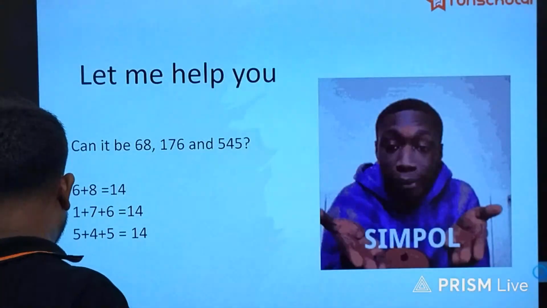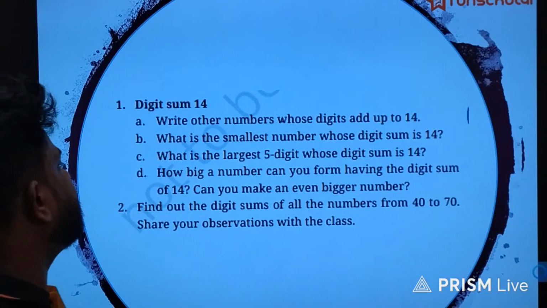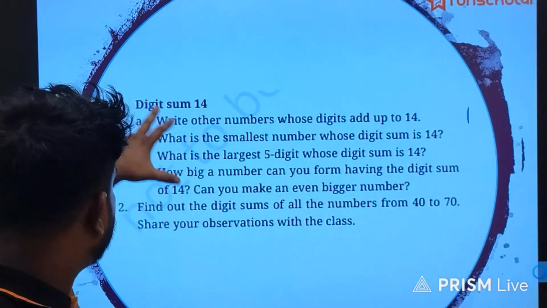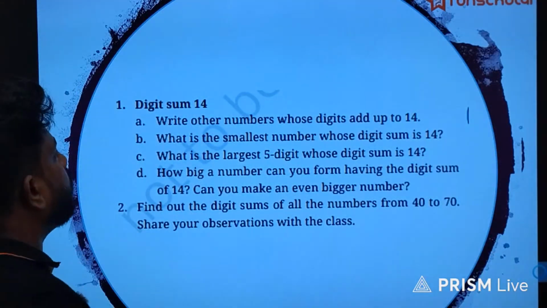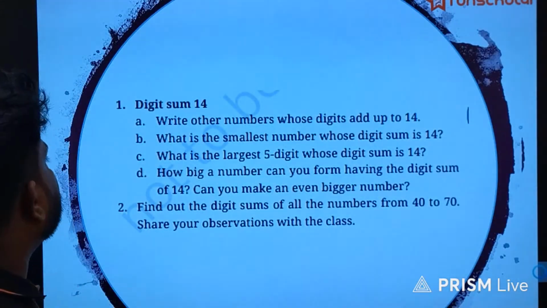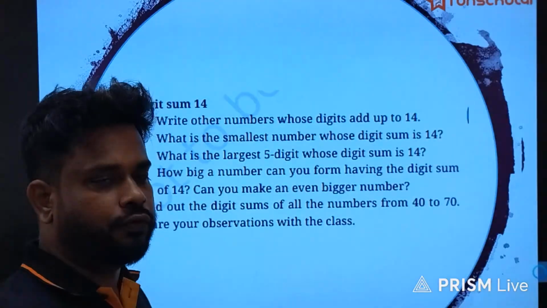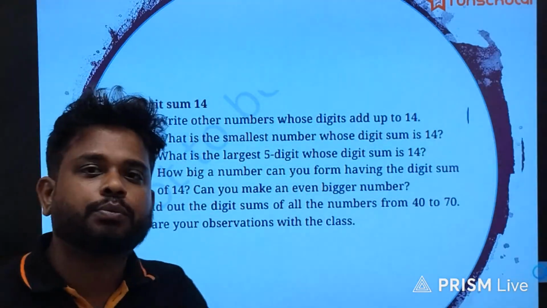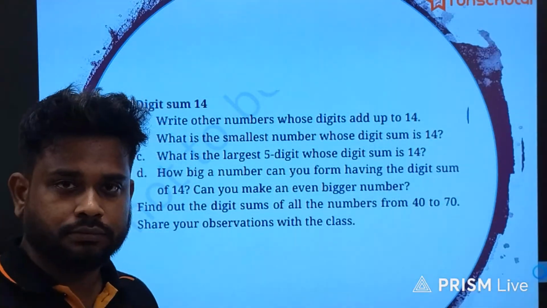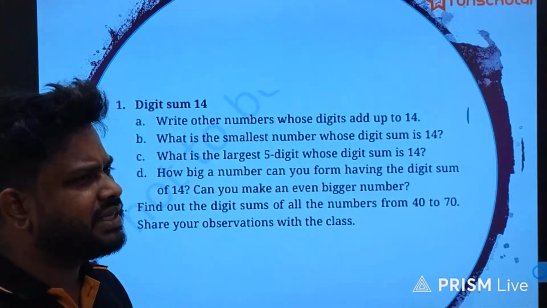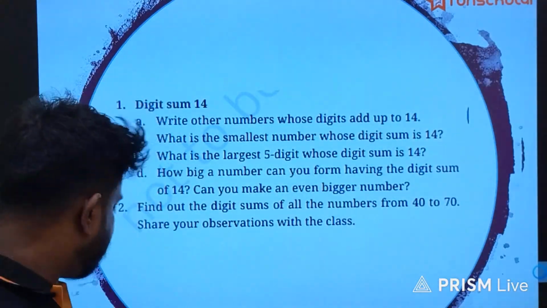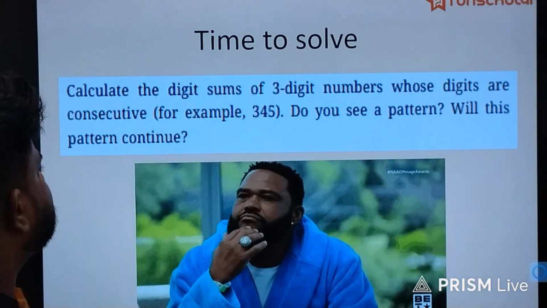Next, that is digit sum 14. So they have described the process of how we can get the digit sum of 14. Write other numbers whose digits add up to 14. You have to make all the possible combinations which will end up getting a digit sum of 14. Okay, so this one is a pretty easy one, and you guys can play with these tricks with your friends.